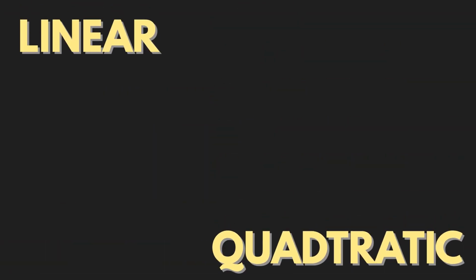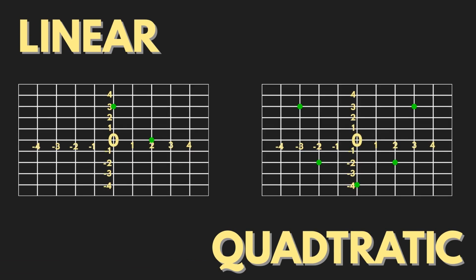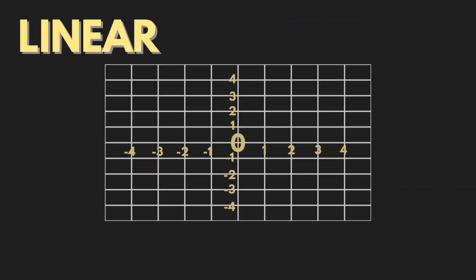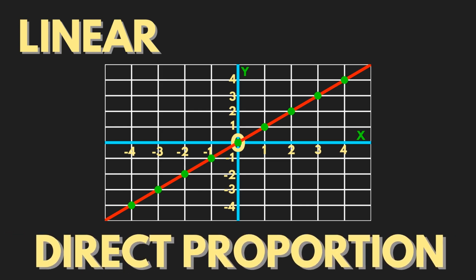Linear and quadratic graphs are a little more complex. They have perpendicular lines that intersect, known as the x and y axes. X is the horizontal axis and y is the vertical axis. They can contain both positive and negative values. Where the axes intersect is known as the origin. Linear graphs are used to compare trends and relationships between quantities. They are said to be in direct proportion if they intersect with the origin.